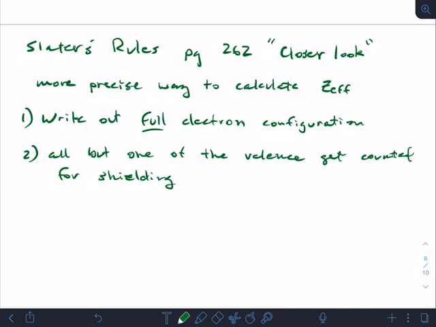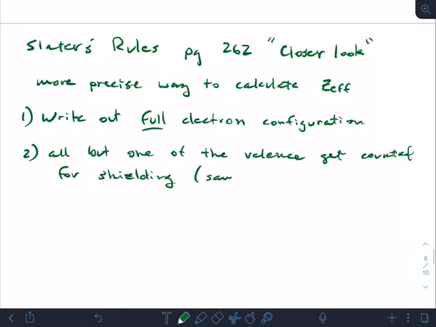Okay, and the reason for that is that one of the electrons in that outer level, on that most outer level, is the one that we're trying to figure out the shielding for. So one electron can't shield itself, is the idea. So what we're talking about, as far as the valence, is the electrons in the same n as the row the element is in.